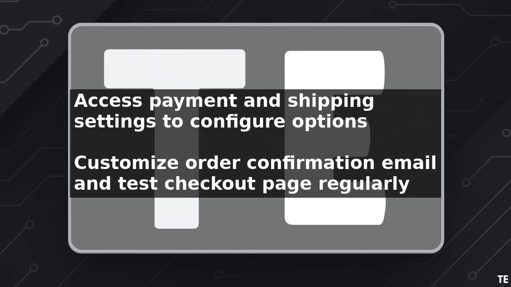From here, you can configure your payment gateways, set up shipping rates and options, and customize the checkout process to meet the needs of your business. By following these steps, you can create a customized checkout page that reflects your brand identity and provides a seamless shopping experience for your customers.